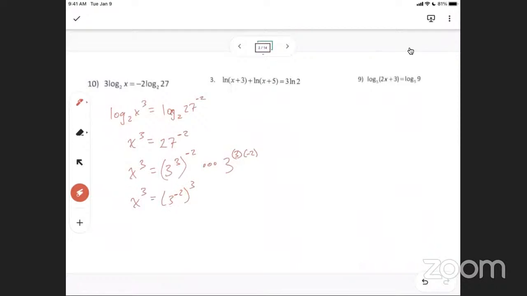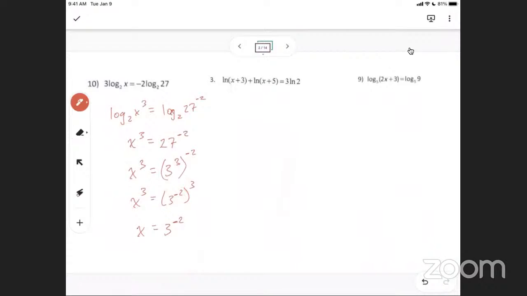Why do you want to do that? Well, because now look what I have. Something cubed equals something cubed. If something cubed equals something cubed, what do you know about the sum things? They're the same. They're the same thing. So that's one way you could do it. To me, that was the more logical way to do it.